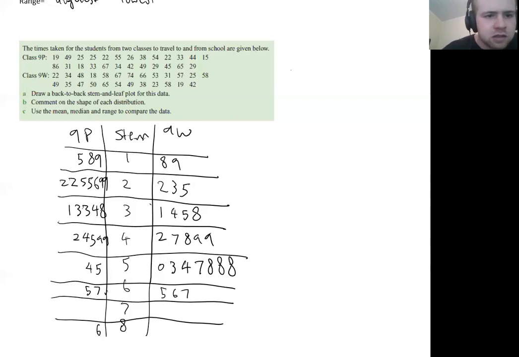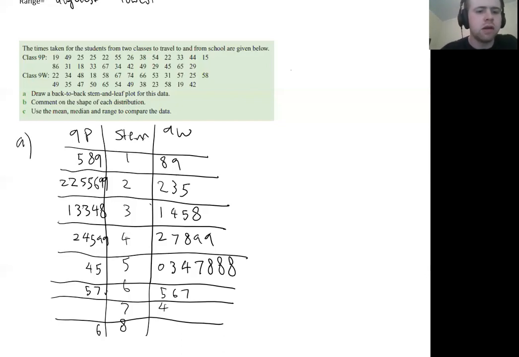And 70s, 74. Any other 70s there? Doesn't look like it. And then no 80s from what I can see either. So we're finally finished. We should have 25 points. 5, 9, 14, 21, 25 points. So we've finished our stem and leaf plot. Thank goodness. So that's part A done.